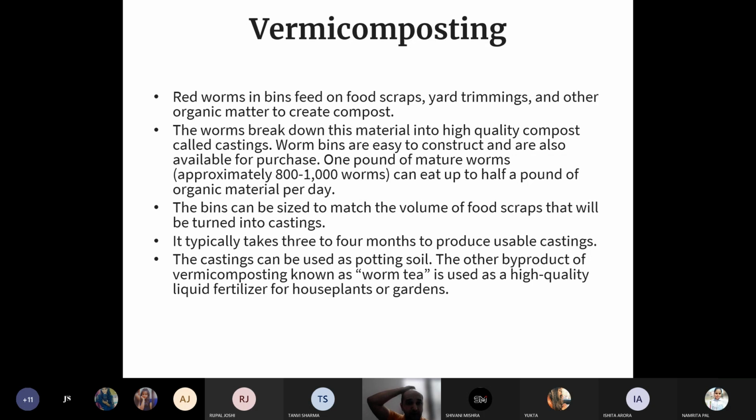The castings can be used as potting soil. The other byproduct of vermicomposting, known as worm tea, is a high quality liquid fertilizer. Here they use the word worm tea. I have read something else. It can be used as high quality liquid fertilizer for house plants or gardens. Definitely I'll be going for it. Will surely practice it. I'll find out where the worms can be found. So we'll definitely go for it. I'll stop here. We'll take it up in the next class.